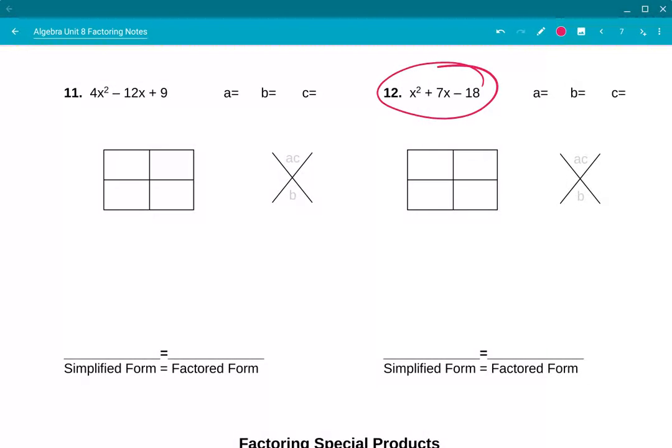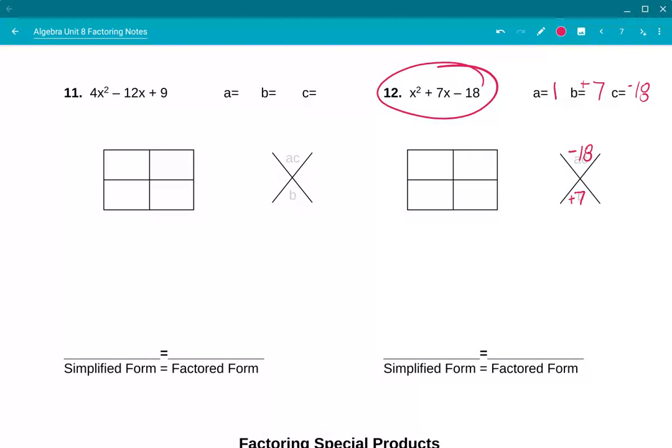First, we're going to fill in the values here. A is 1, B is a positive 7, and C is a negative 18. So A times C, that's a negative 18. B is a 7. Positive 7 goes down there. So we need to find two factors of negative 18 that add together to be 7.